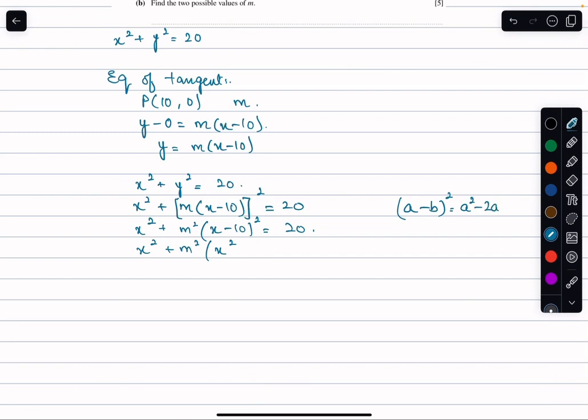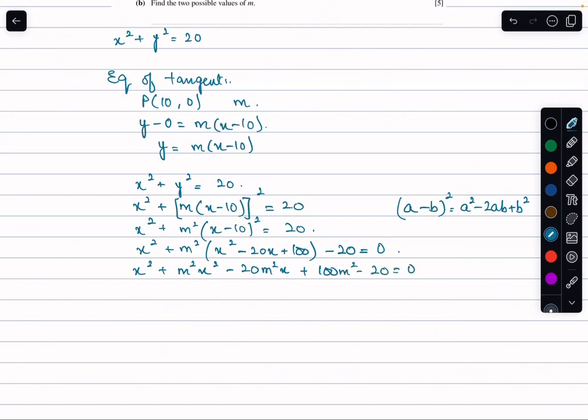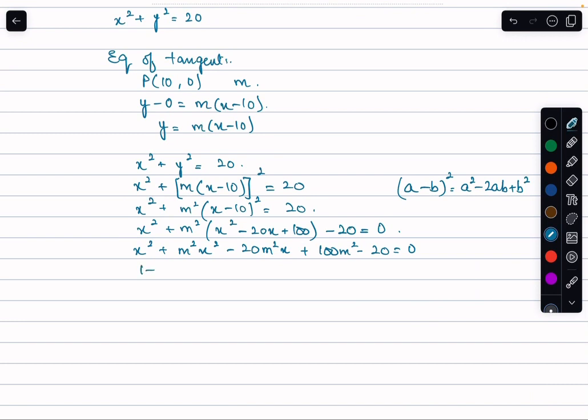Now I'm going to apply the algebraic identity, which is a minus b the whole square equals a square minus 2ab plus b square. So it's going to be x square minus 20x plus 100, and 20 taken on the left side becomes negative 20, and the entire equation will be equal to 0. So it should be x square plus m square x square minus 20 m square x plus 100 m square minus 20, which equals 0.